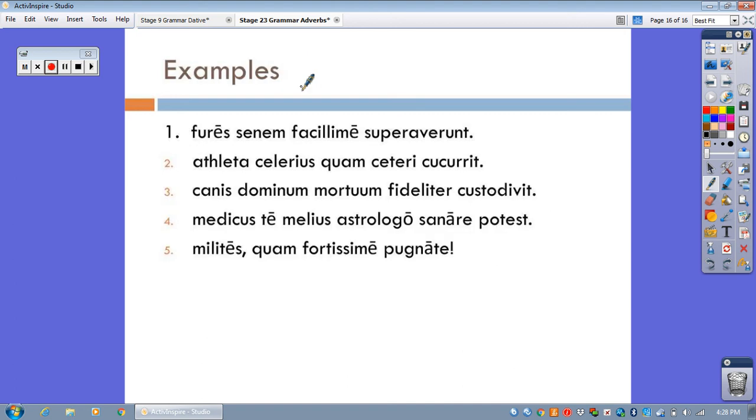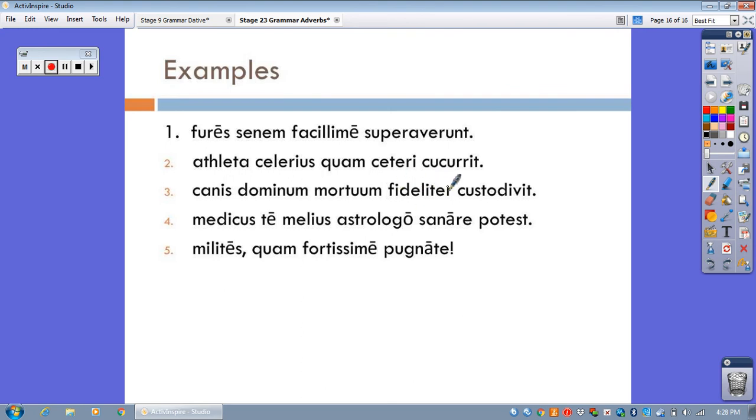Here are some more examples. Fures senem facillime superaverunt. The thieves very easily overpowered the old man. Athleta celerius quam ceteri cucurrit. The athlete ran, comparative, more quickly than the others. Canis dominum mortuum fideliter custodiet. Oh, Cerberus. The dog guarded his dead master faithfully.